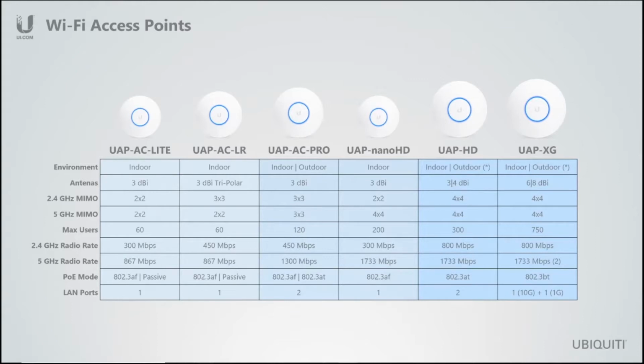It's a 2x2 MIMO, dual 2.4 as well as 5 gigahertz. You should know that all our access points are dual band, 2.4 and 5 gigahertz. Most of the information here is what you can read, but we go from the UAP AC Lite to the UAP AC LR. Then we go on to the UAP AC Pro, Nano HD, and XG, which is one of our highest performing access points, with a maximum of 750 users per access point and a 5 gigahertz radio rate of 1733 Mbps.